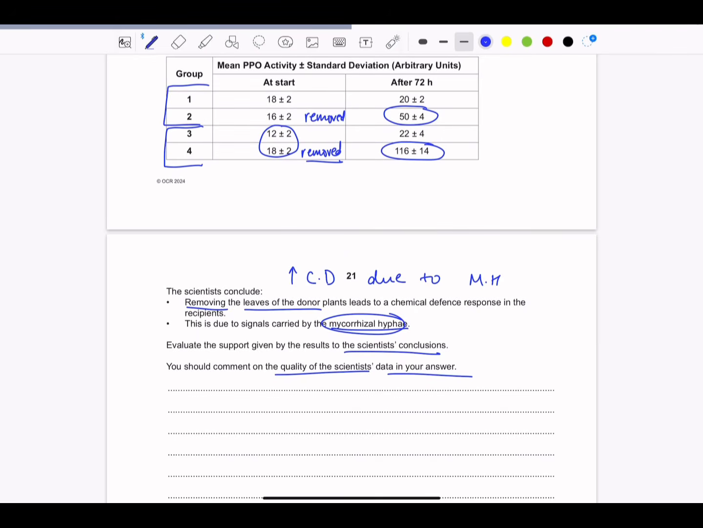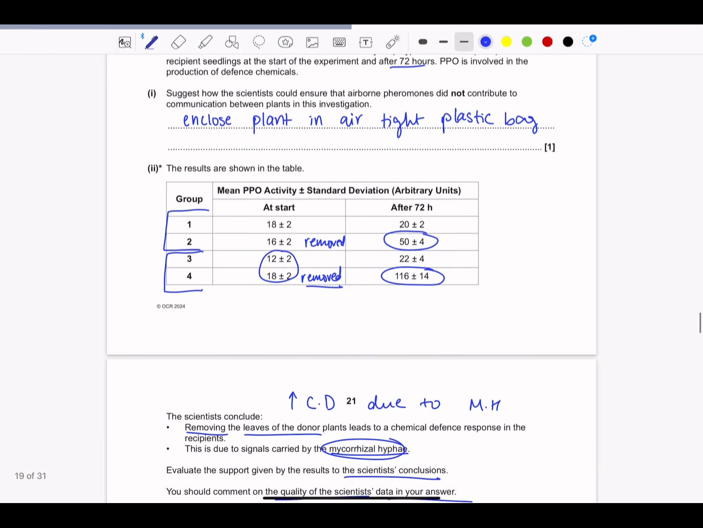Now, in terms of not supporting the scientist, looking at the results where the leaves were not removed, there still seems to be an increase in the PPO. This one's a marginal increase because standard deviations do overlap, but with number 3 over here, there is a pretty big increase. So that goes against the scientist's conclusions. This would show that leaf removal does not technically have an effect, and also the hyphae passage does not really affect it, because it seems to have increased without removing the leaves, as well as allowing the hyphae to passage between both crops.